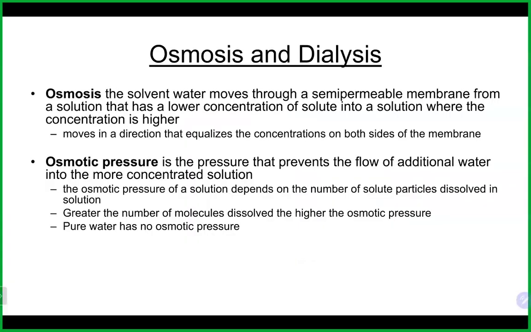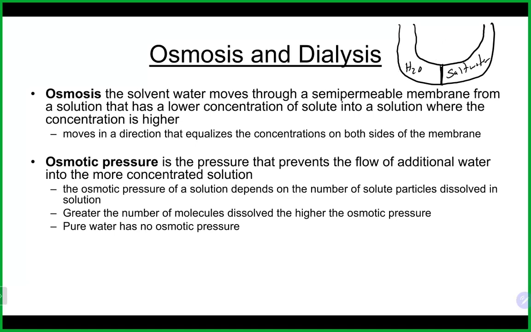Let's talk a little bit about osmosis and dialysis as well. Osmosis is basically the flow of water molecules from one side of, say, a membrane to the other. So, for example, if you had a tube and in between the two sides, you have a membrane here. And on one side, say you had salt water. On the other side, you had just pure water.